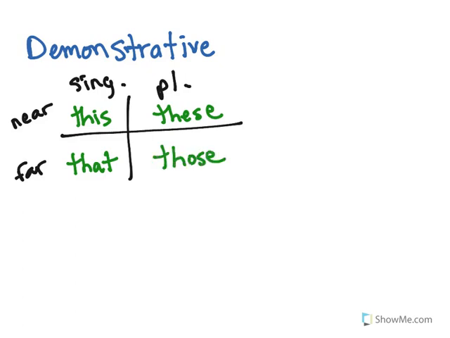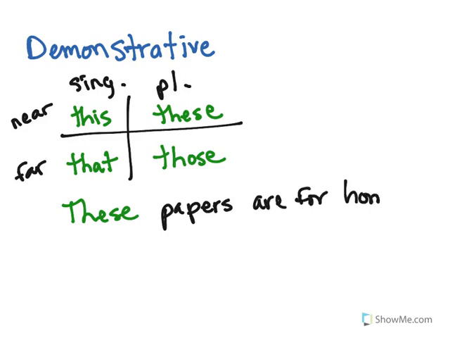So let's say that I'm talking about some papers that are close to me. I'm going to say these papers are for homework. It's going to be papers that are close to me, and then because it's plural, I'm going to use the plural form of the demonstrative pronoun.